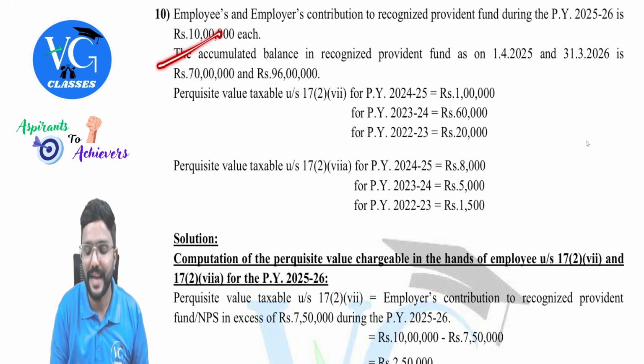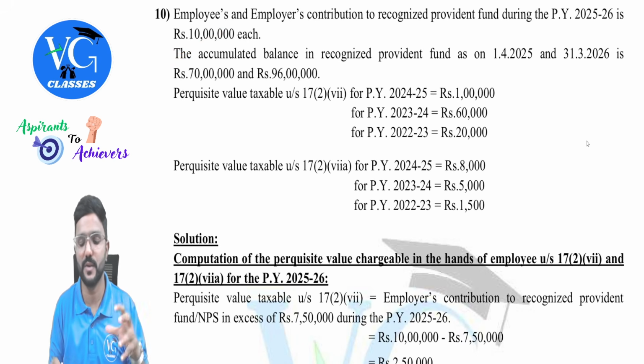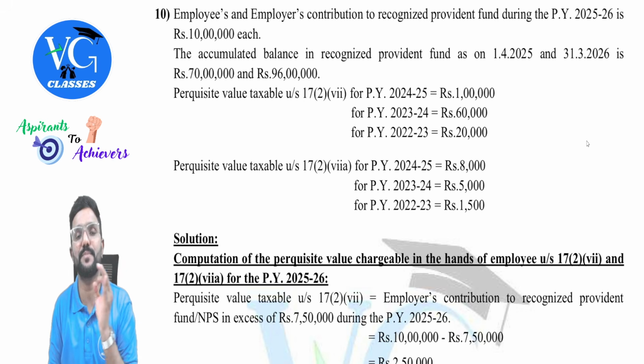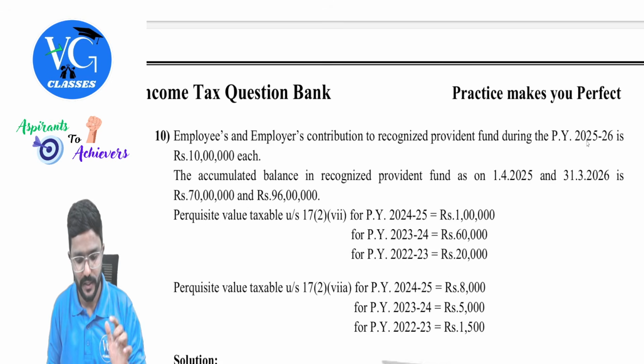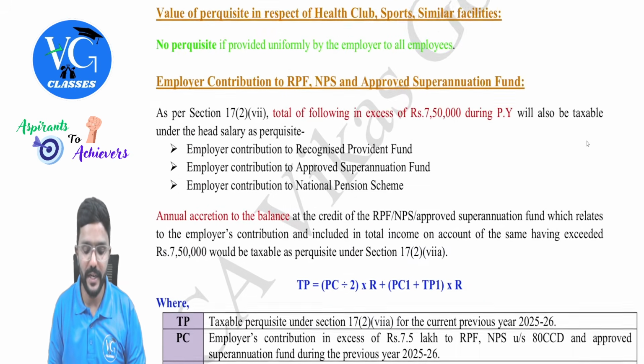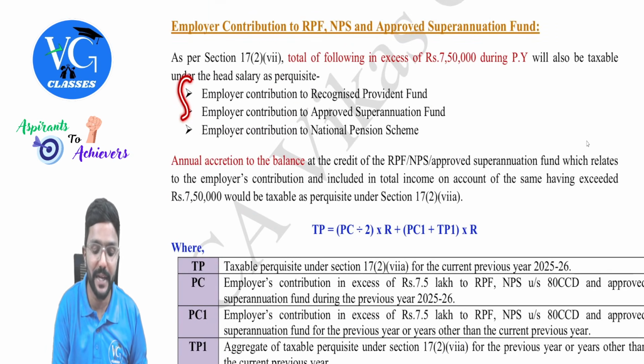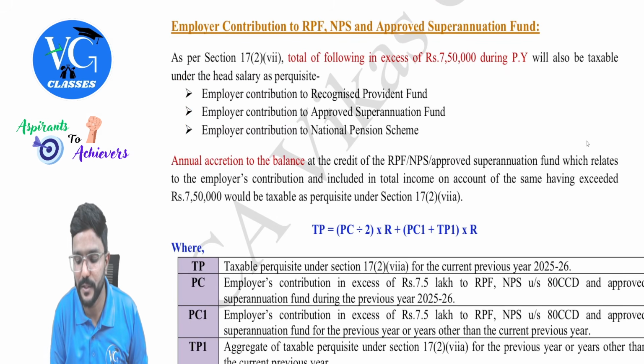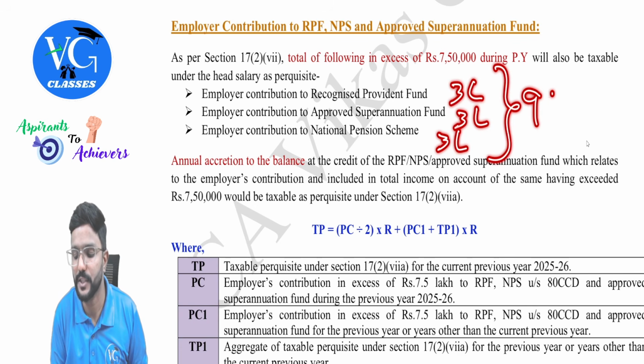The accumulated balance in the recognized provident fund. In this question, only the information with respect to recognized provident fund is given. Guys, here there are totally three funds. If all three are there, we need to take an aggregate of it. For example, assume for each of them 3 lakh is contributed. Aggregate is how much? 9 lakh.